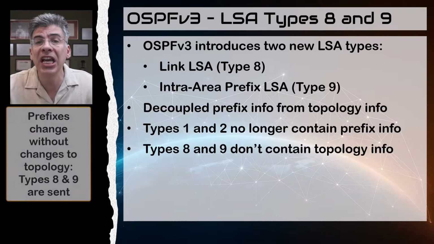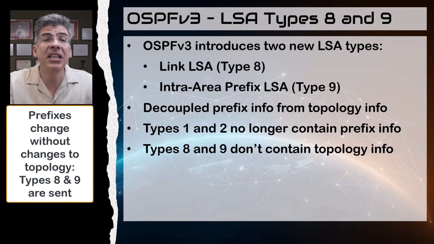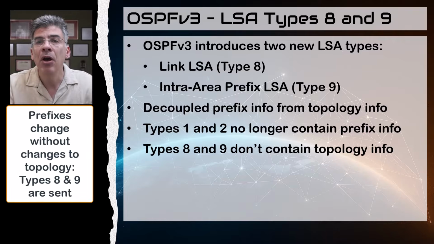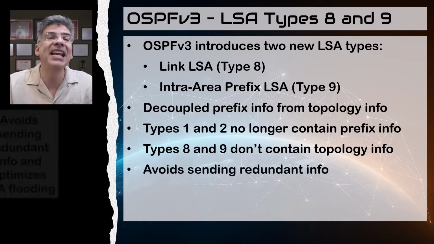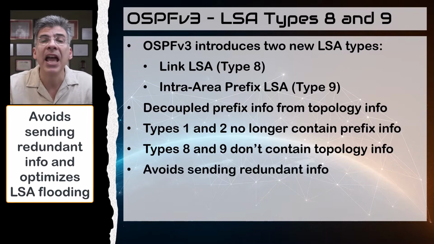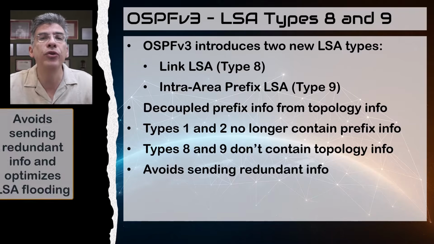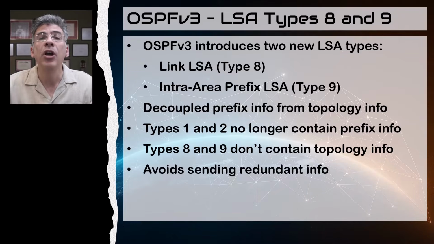Conversely, if there's a change in prefix information, but the topology remains the same, only types 8 and 9, that is, link LSAs and intra-area prefix LSAs, are exchanged. This avoids sending redundant information and optimizes LSA flooding. Now let's take a closer look at these two new LSA types, which are specifically designed to advertise prefix information.